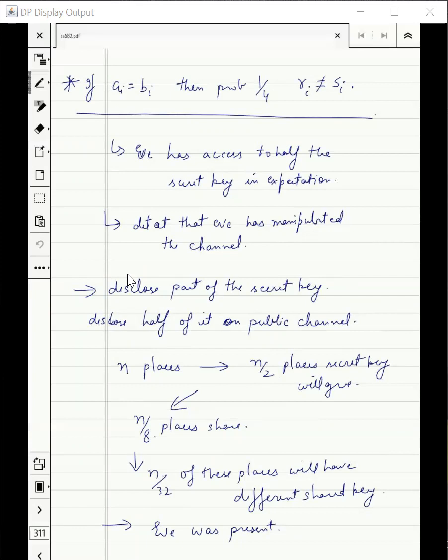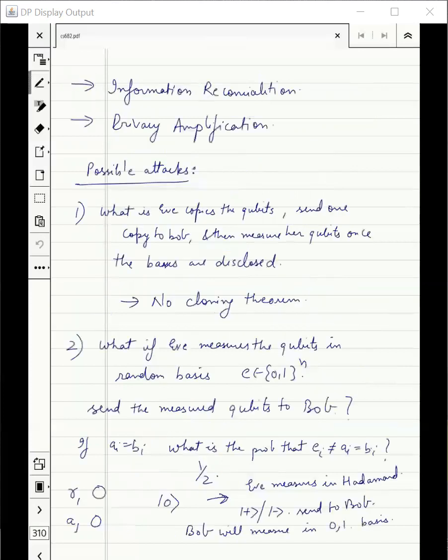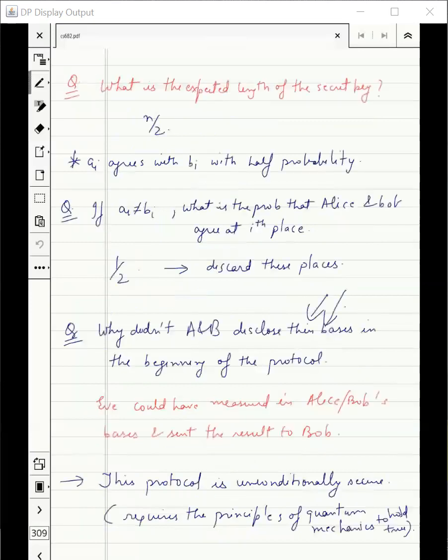Any questions? Sir, I just had one confusion. The random choice of basis, is it the same for all i's, or can one I have the 0 and plus basis and the other I have a basis of 0 and Y?